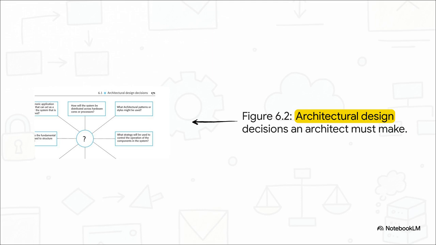Notice how the core decision sits right at the center, branching out into a whole series of fundamental questions the architect has to ask. For instance, they have to decide how will the system be distributed across hardware cores? What fundamental approach will be used to structure the system? What architectural patterns or styles might be used? The answers to these questions effectively become the architectural design.